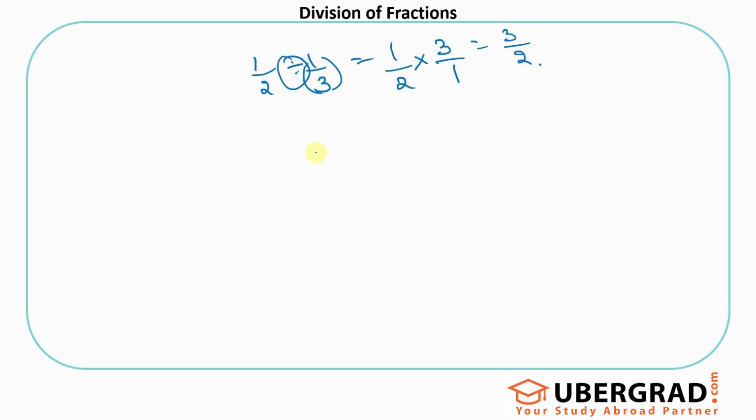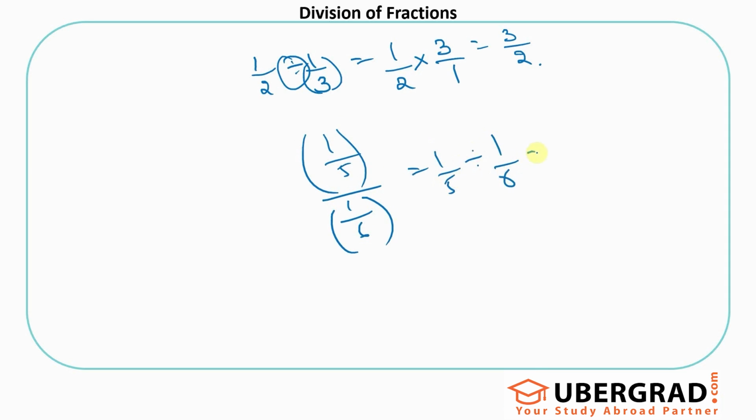So if I ask you what is this, right? 1 by 5 by 1 by 6. This is like this divided by this. So that's basically 1 by 5 divided by 1 by 6. That is 1 by 5 into the reciprocal of 1 by 6, which is 6 by 1. That will be 6 by 5.